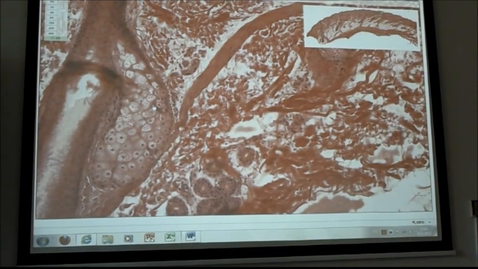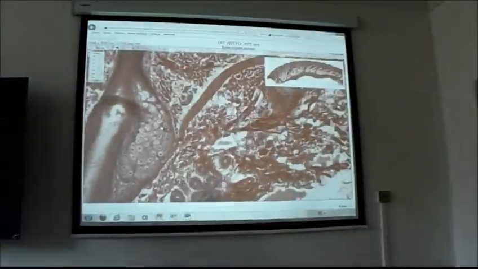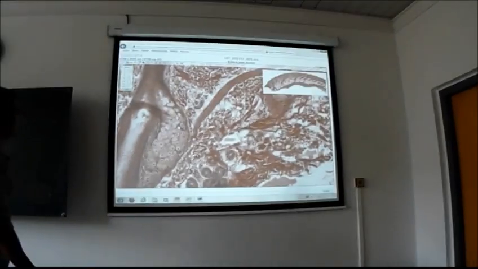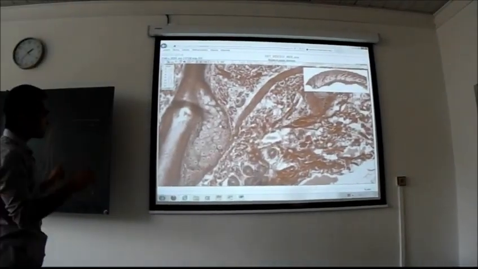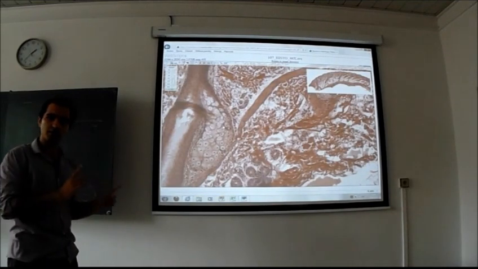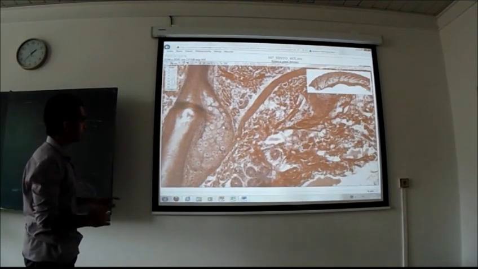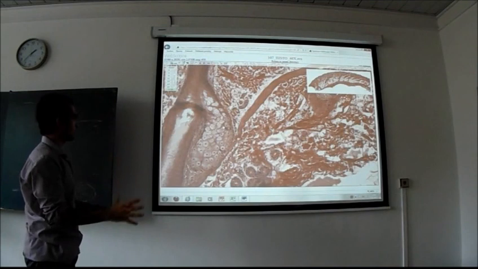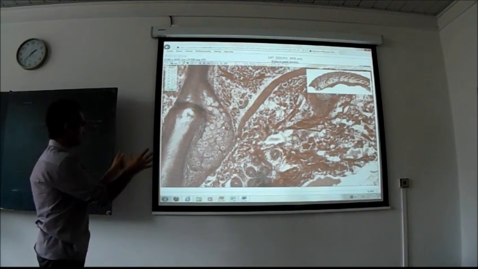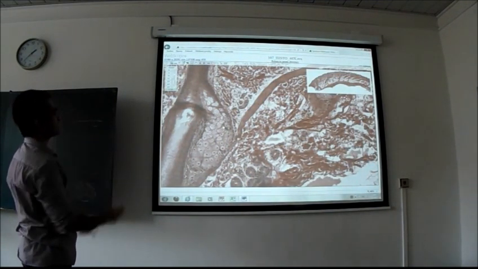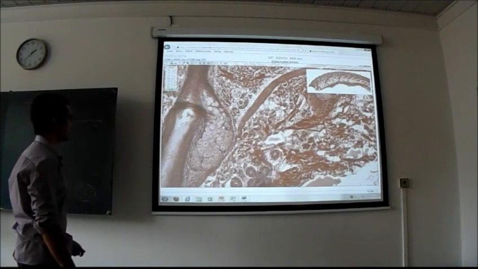Where you see invagination of the epidermis, then you have an idea: here I should find a sebaceous gland. And if you see here, there you go. You have a large structure sticking out, so it's very easy to identify these structures.